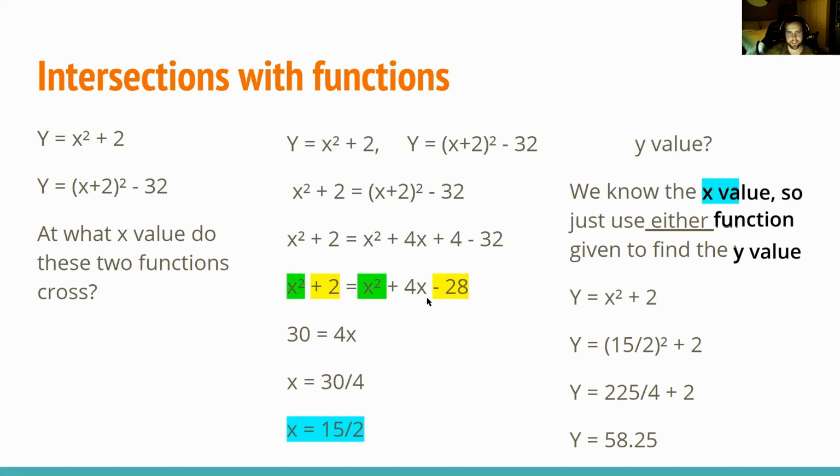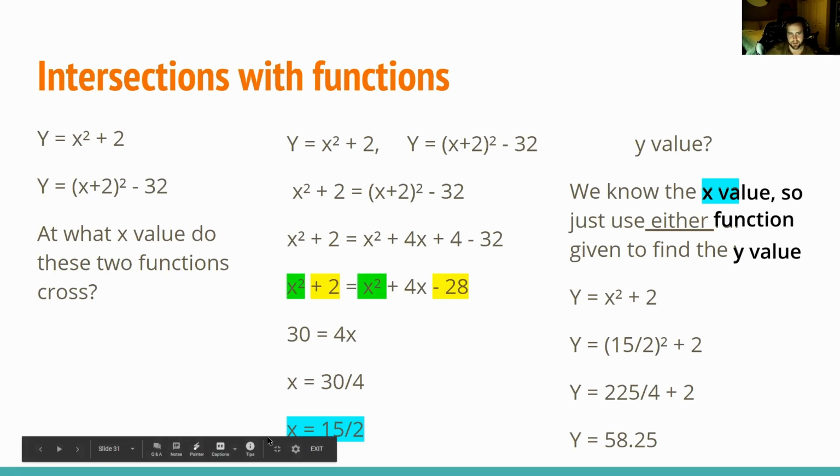And the whole goal of this is to try to isolate x by itself, because that's what we're trying to find, right? So now we have 4x is equal to 30, and then we can just divide by 4. So then x is equal to 30 over 4. And then x is equal to 15 over 2 is our final answer, because we just reduce it by a factor of 2, right? And then if we want to know the y value, we know the x value, which is just 15 over 2.